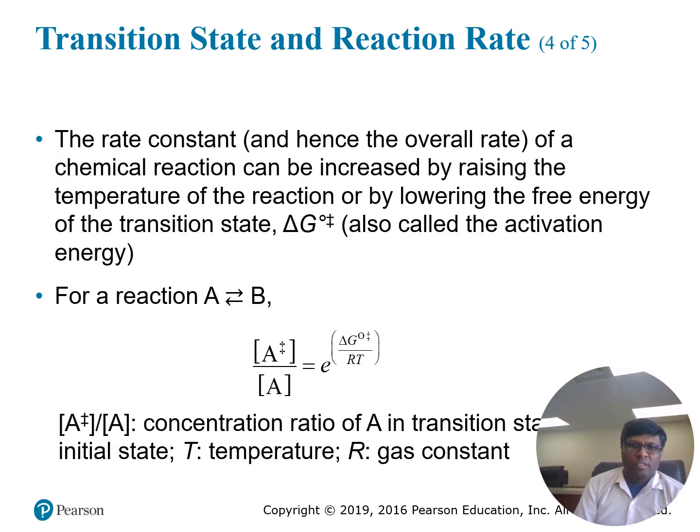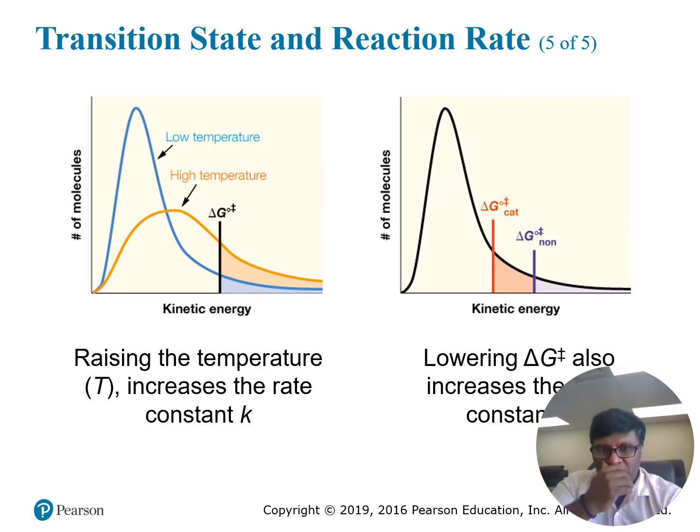The rate constant of a chemical reaction can also increase by raising the temperature of the reaction. Sometimes, when you warm up, the reactions happen faster because of the free energy availability. So if you are trying to get a faster reaction, you can give some energy to make things faster. This is called the activation energy.